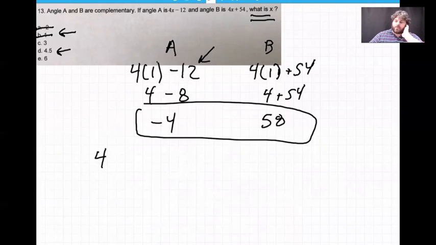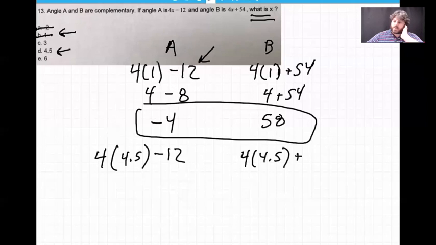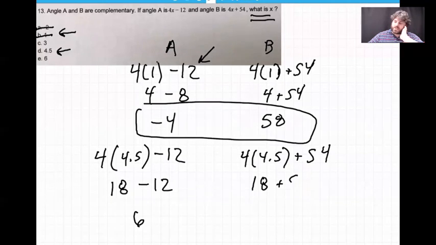So we're going to plug in 4 times 4.5 minus 12, that's A. And then B is 4 times 4.5 plus 54, okay? 4 times 4.5 is 18, okay? 4 fours is 16 and a half times 4 is 2, put them back together, you get 18. Minus 12, that means A is 6. Over here we get 4 times 4.5, which is 18 plus 54. That's going to be 72.